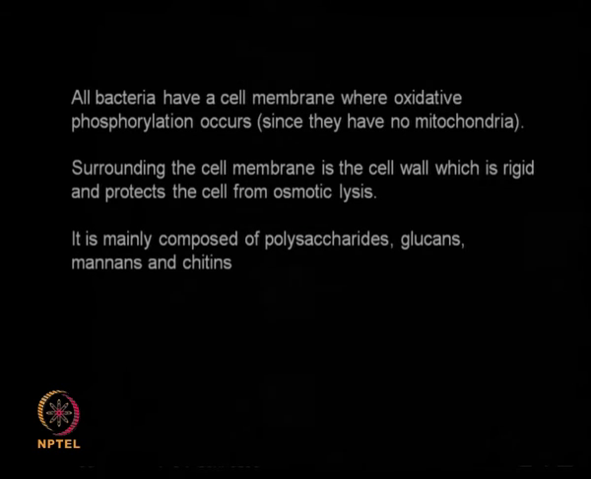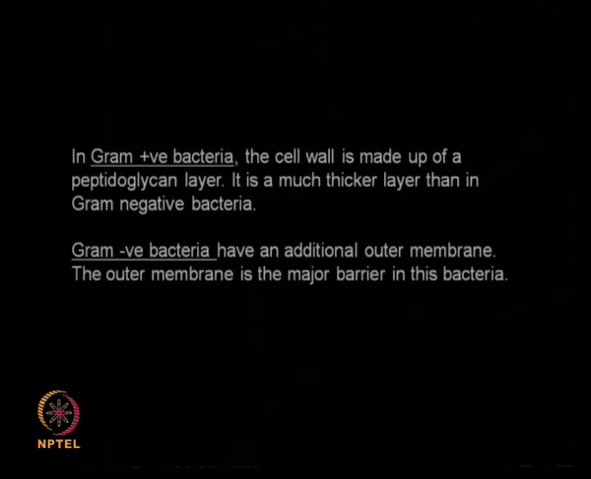It contains polysaccharides, it contains glucans, it contains mannans and chitins. As you can see, many types of glucans may be present, many types of polysaccharides may be present. So it is a mixture of different molecular weights of these products. That is what the cell wall is going to contain in a bacteria. The gram positive cell wall is made up of a peptidoglycan layer.